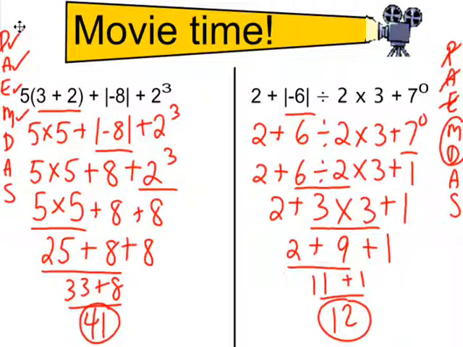So you do what you normally do with order of operations. Just remember that absolute value comes after parentheses and before exponents.